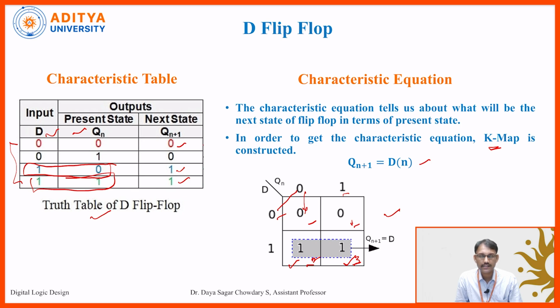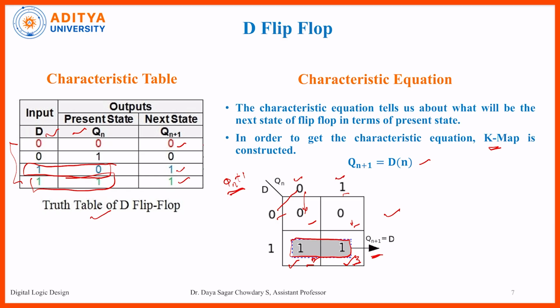Likewise we construct this K-map, and with the help of this K-map we can simply identify the equation. Qn plus 1 is the output, so we give the K-map for Qn plus 1. Simply, if we group these two ones, irrespective of Qn, Qn plus 1 directly follows D. That means the output follows the input when the clock signal is high. This is the key point for this D flip-flop, and that is why Qn plus 1 is equal to D of n. So this is the characteristic equation for this D flip-flop.